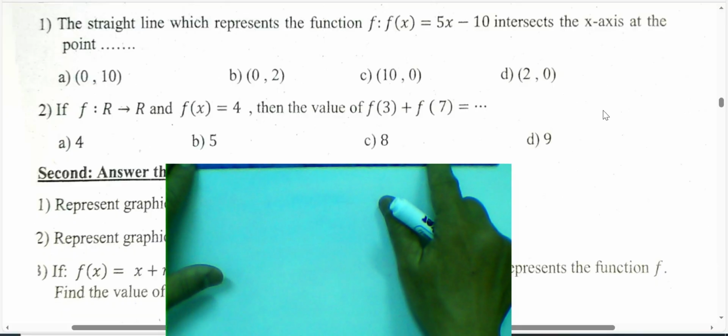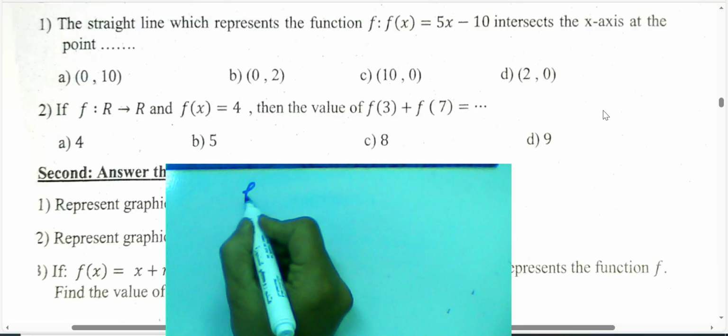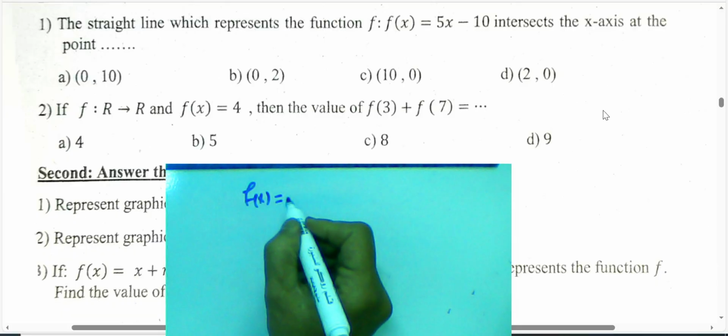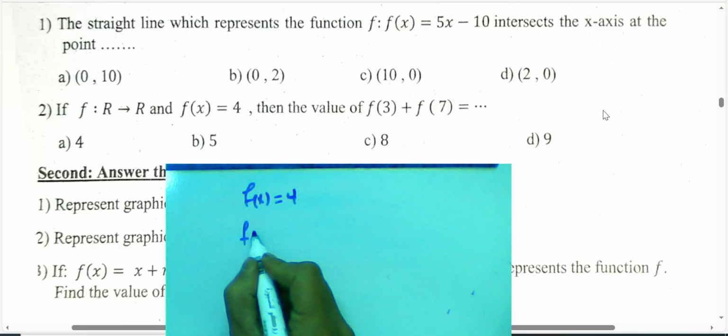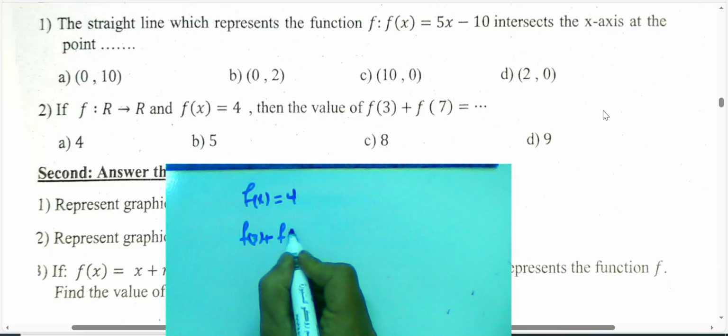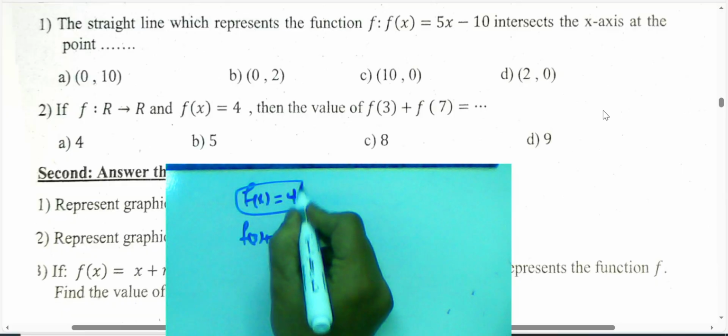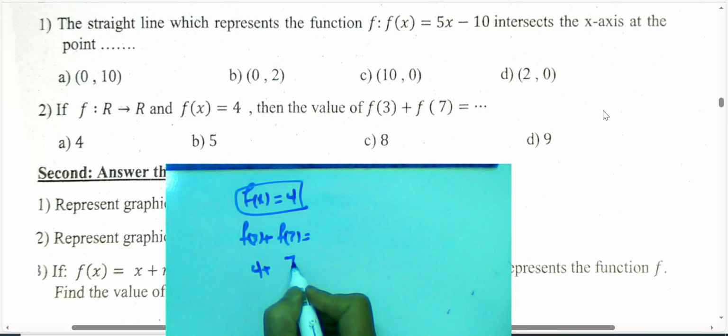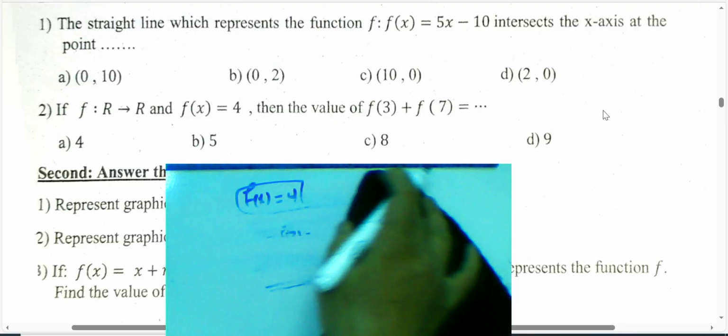Next question. We have f of 3. We want f of 3. It gives me the constant function f of x equal 4. We want to find f of 3 plus f of 7. F of 3 will be 4 and f of 7 will be 4. 4 plus 4 equal 8. Then the answer here will be 8.